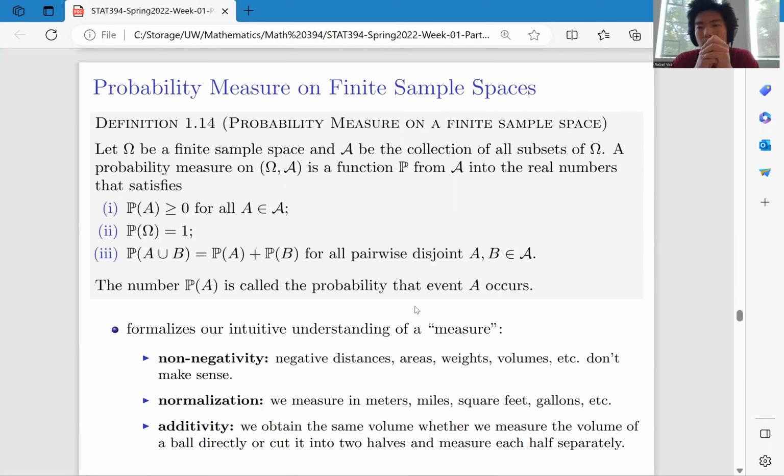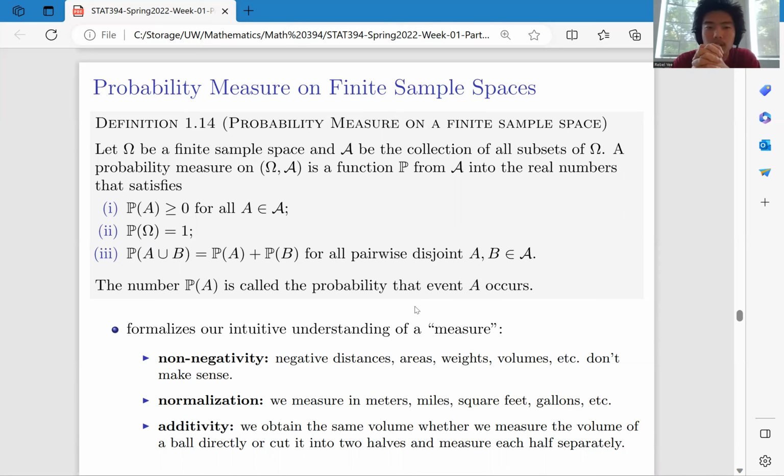Finite sample space here means that omega is a finite set. For example, it cannot be the set of natural numbers, because the natural numbers are an infinite set, although it is a countable set. So let omega be a finite sample space, and let F be the collection of all subsets of omega.